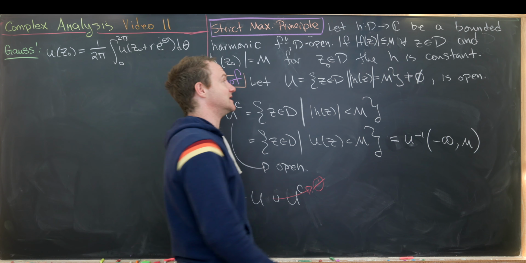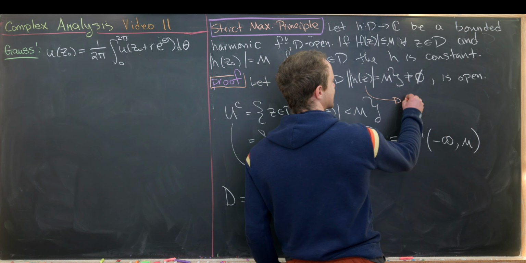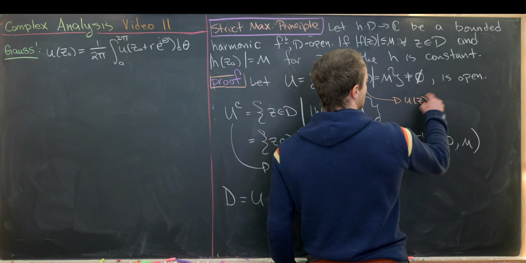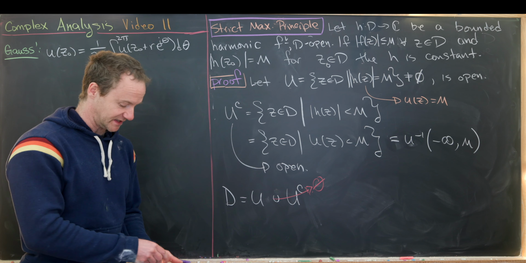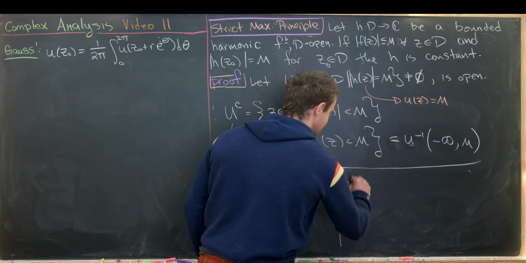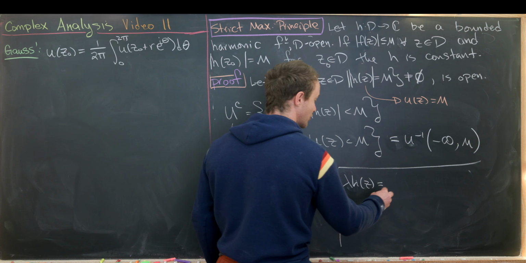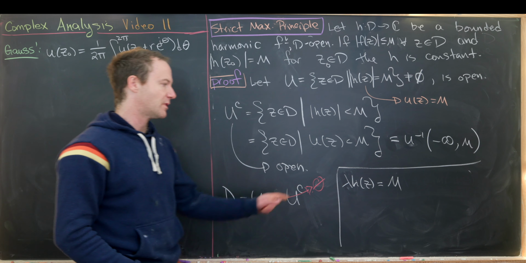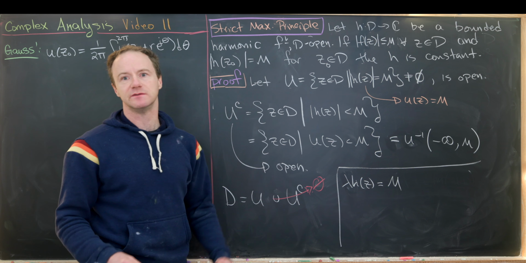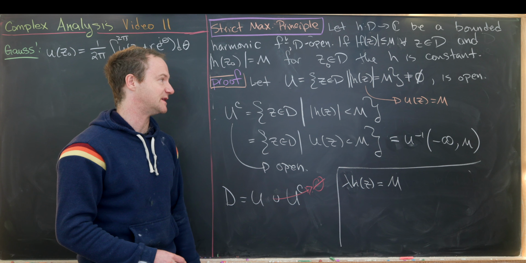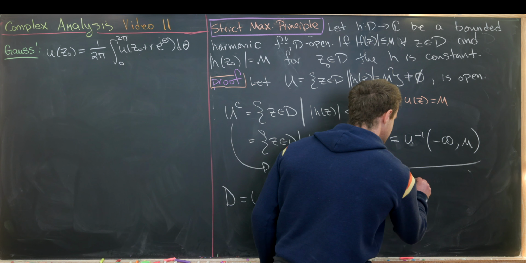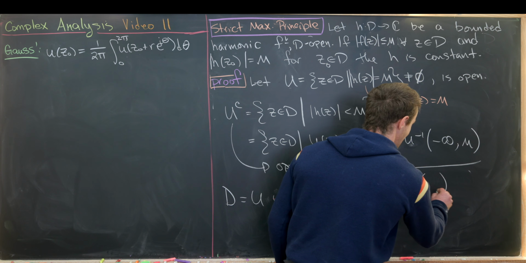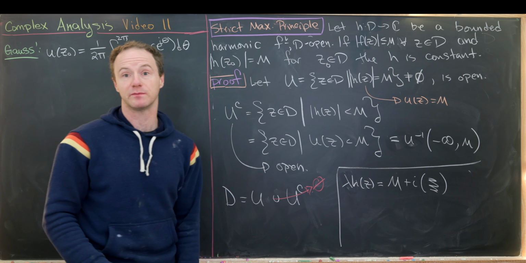So this must be equal to the empty set, but that means the set U is really the entire set D. If we rewrite this, our real valued function u of z is equal to M, which means our real valued function u of z is always equal to M. But that means that lambda times our function H of z breaks into a real part, which is exactly equal to M (remember, the real part we set equal to u of z, but we just argued that u of z must be a constant), plus i times some imaginary part, which I'll just put as a blob like that.